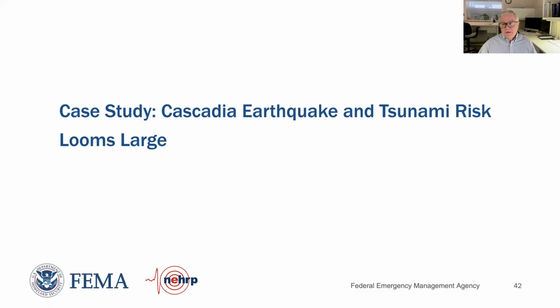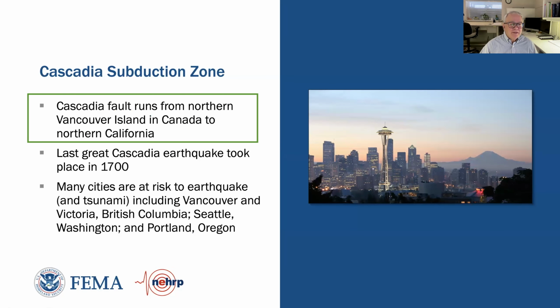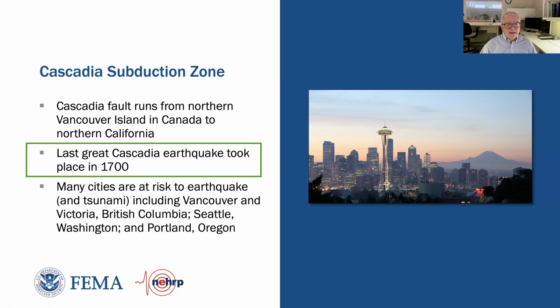So let's take a case study look at the Cascadia earthquake and tsunami risk that Washington was interested in. So first, a little background. The Cascadia fault runs from northern Vancouver Island in Canada to Northern California. The last great Cascadia earthquake took place in the 1700s.